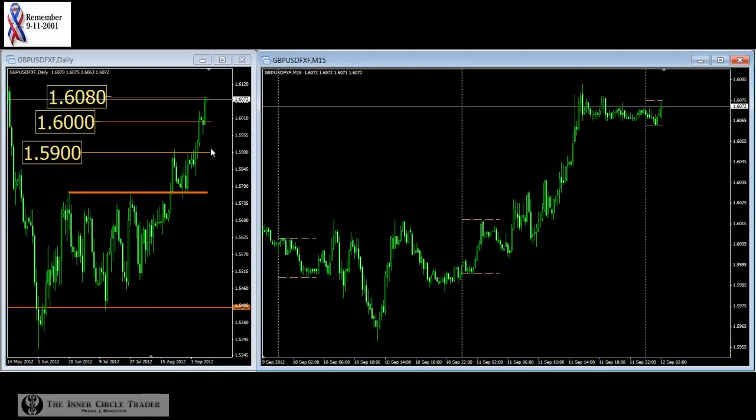It doesn't mean that we can't see further upside, obviously. It's not limited to just these particular price levels. I just happen to be aiming for that 160.80 level. This is a higher time frame optimal trade entry, 79% retracement level.